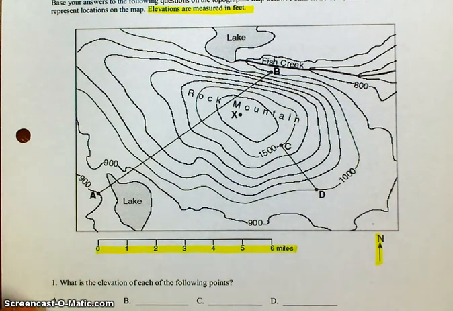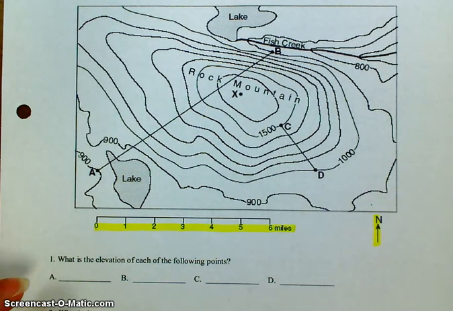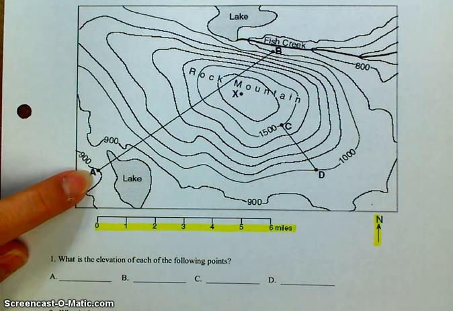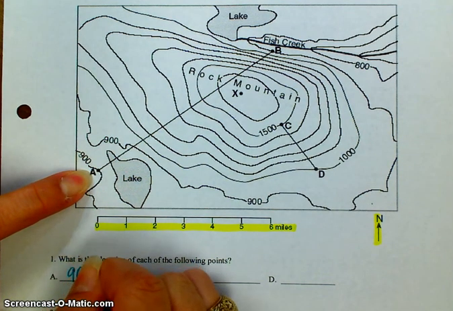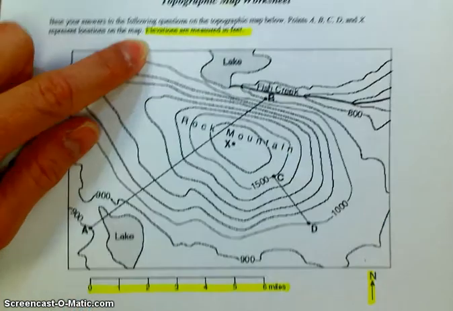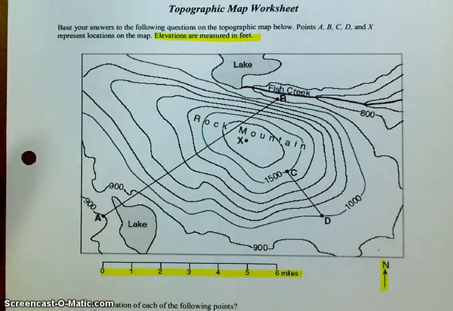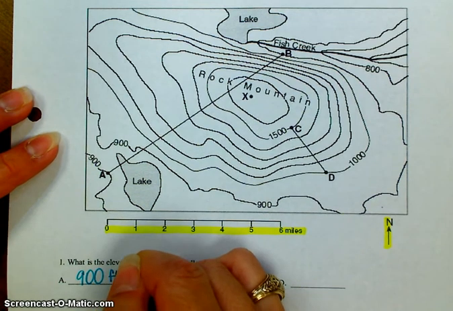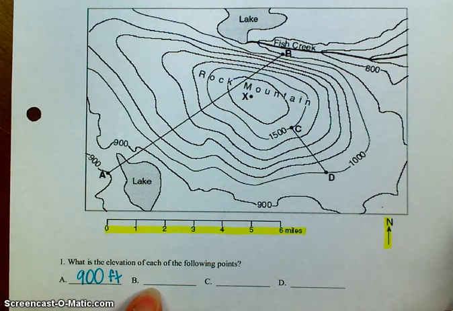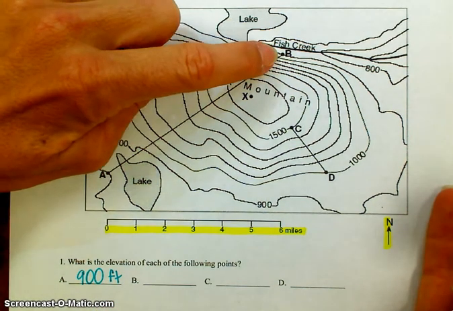So first of all, what is the elevation of each of the following points? Well, if they're on a contour line and the contour line is actually marked, then it's going to be fairly easy to answer that question. So the elevation of A is 900. And it says up here that elevations are measured in feet. So it's going to be 900 feet.